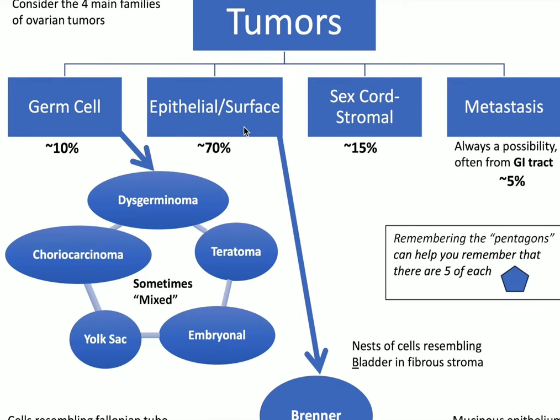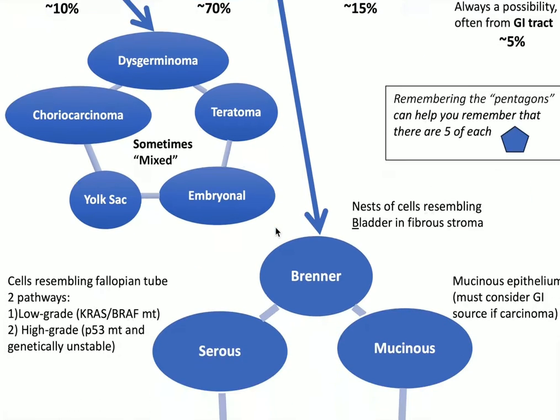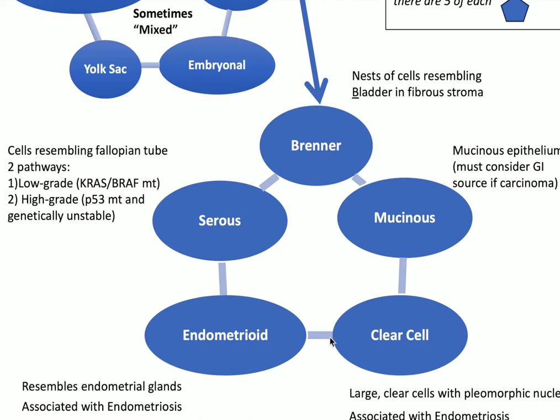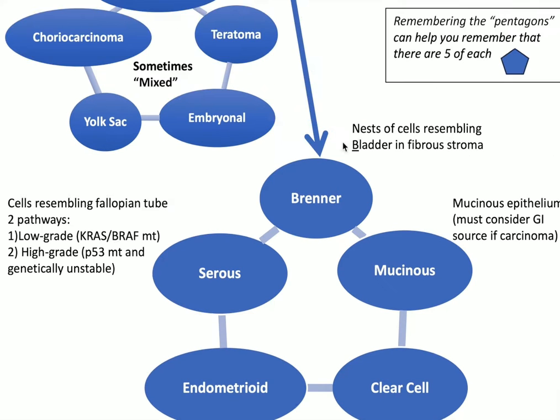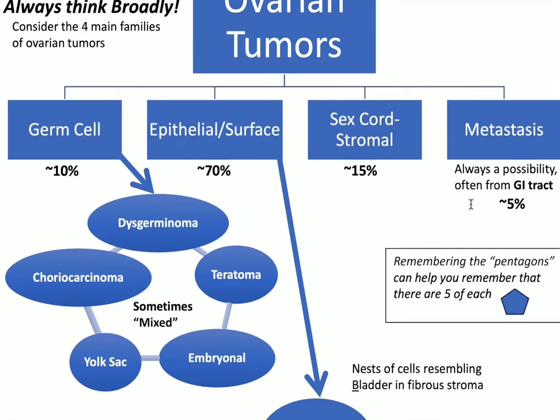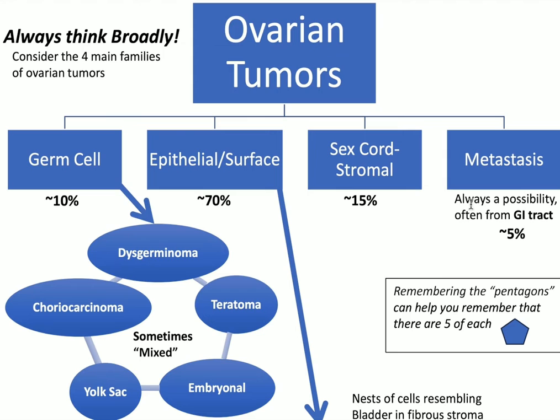70% main source of tumors are your epithelial surface. So think about your surface tumors. When they go awry, they can become serous, endometrioid, clear cell, mucinous, and Brenner. And Brenner has nests of cells resembling bladder in fibrous stroma. Sex cord stromal makes up 15% of your ovarian tumors, and then there's metastasis going into the ovary, often from the GI tract, and that makes up around 5%.